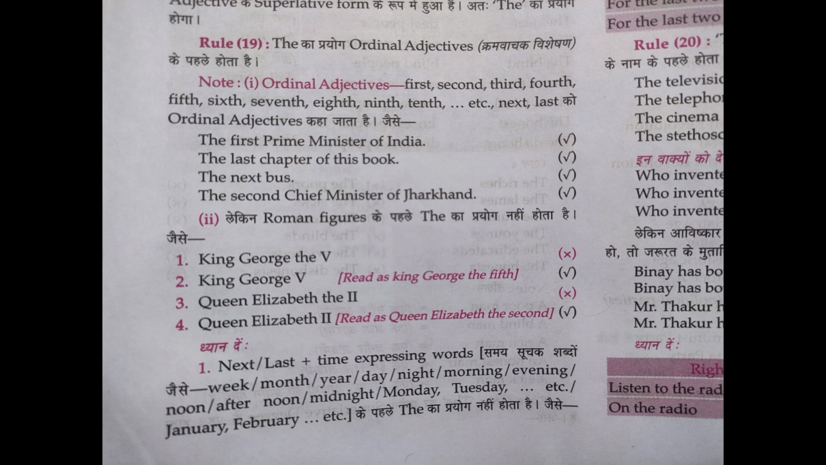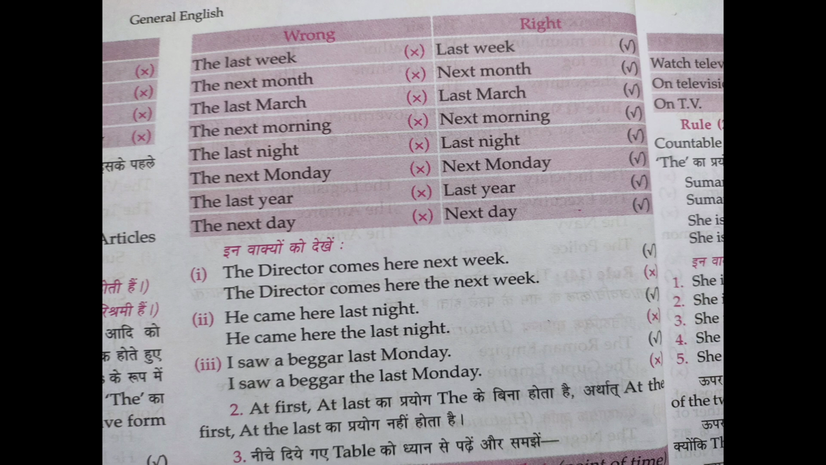Also, we don't use the before the next or last plus a time-expressing word like week, month, year, day, night, morning, evening, noon, afternoon, midnight, Monday, Tuesday, etc., January, February, etc. Like the last week is wrong, last week, next month, last March, next morning, last night, next Monday, last year, next day.